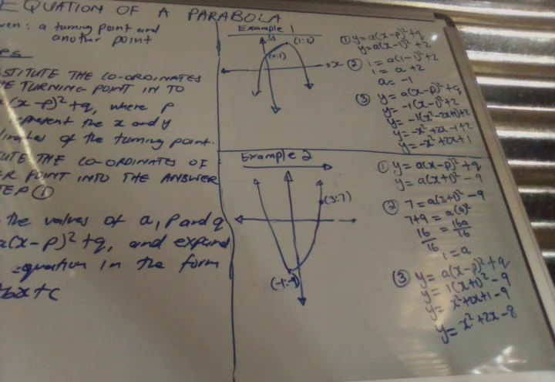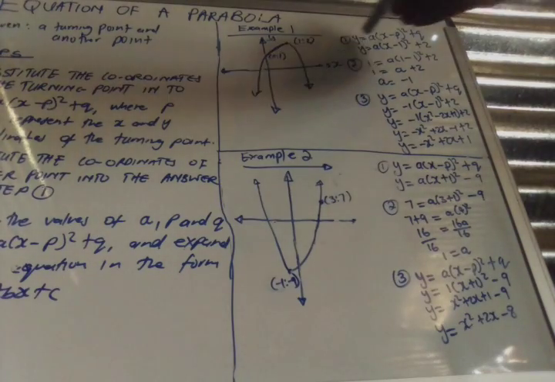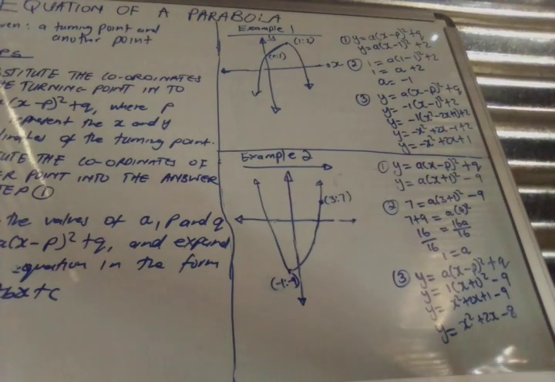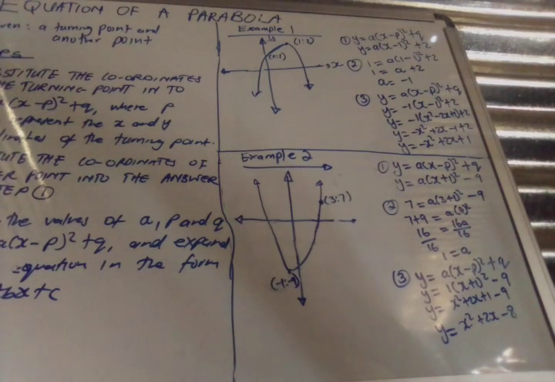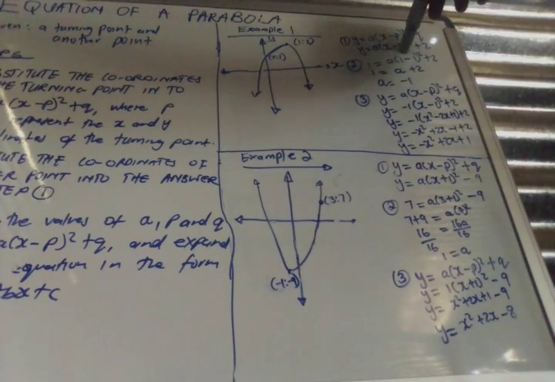To find the equation of this graph, the first thing we said is we want to substitute the coordinates of the turning point into the standard equation. So this is the standard equation, y equals a open bracket x minus p all squared plus q. We're just going to substitute the coordinates of the turning point, which is simply 1 and 2. So we substituted for p and q.